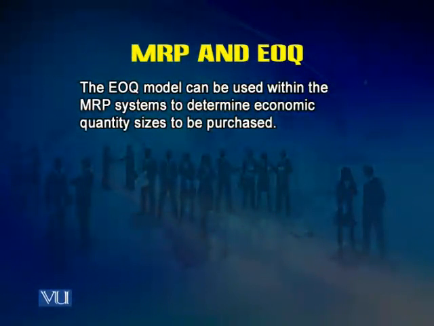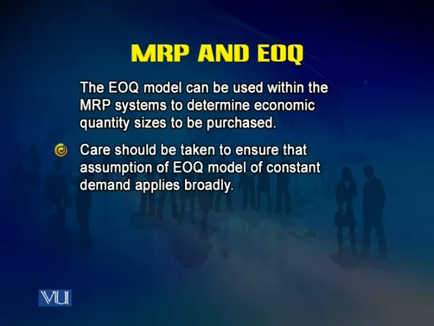MRP and EOQ. The EOQ model can be used within the MRP systems to determine economic quantity sizes to be purchased. Care should be taken to ensure that the assumption of the EOQ model of constant demand applies broadly. So within this MRP system, where we are saying this is a complete, complex and well-coordinated plan of how your materials should be purchased and how the production should take place of each product, you can incorporate within the system the EOQ model.